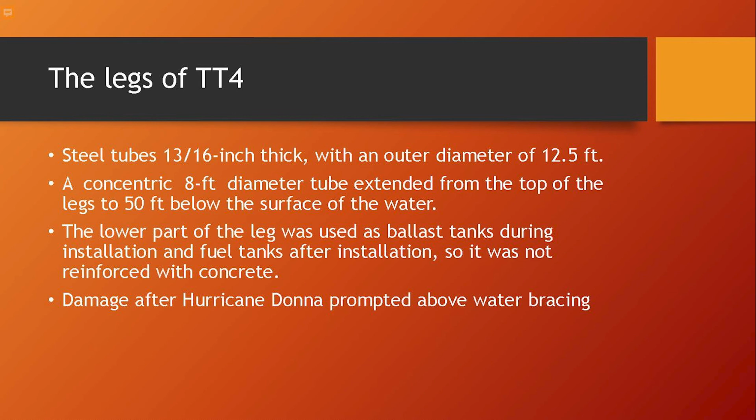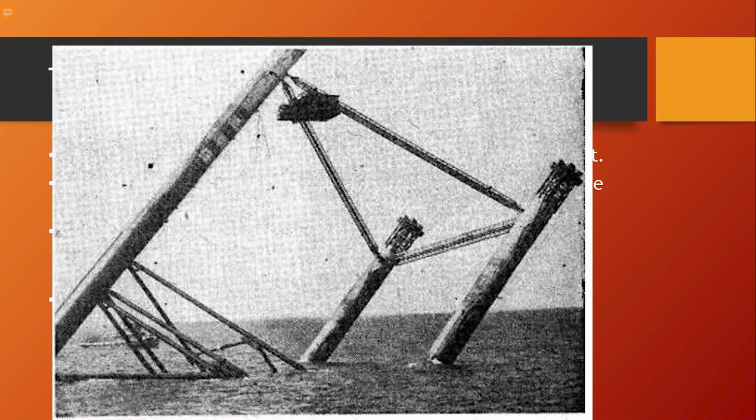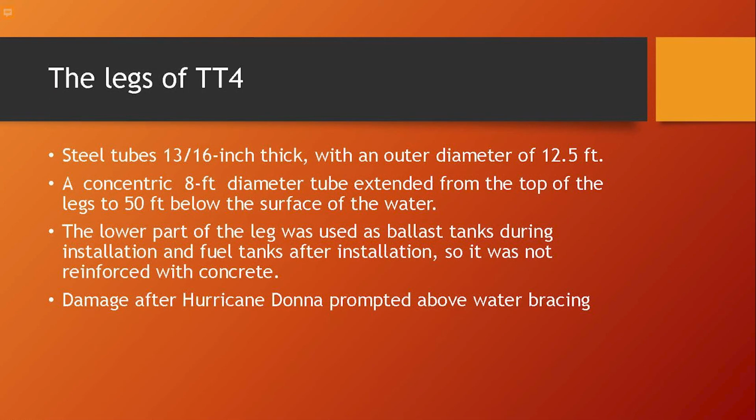It is likely that the design engineers overlooked the possibility of the legs buckling. The legs of Texas Tower 4 were different than the other two towers. In addition to the underwater braces, the lower part of the legs of Texas Tower 4 were used as ballast tanks during installation and fuel tanks after installation. This area was not reinforced with concrete. This section is the weak part of the leg, which broke near the footing during the fatal storm.